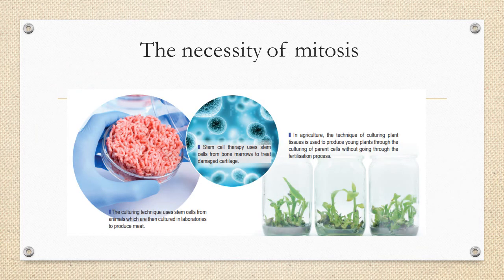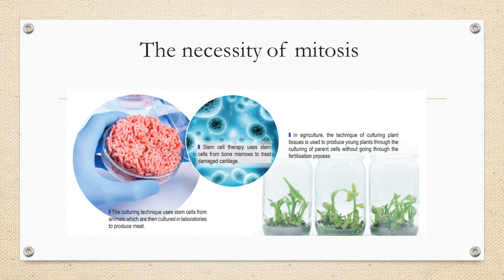So another necessity of mitosis, you look at the first diagram, the culturing technique using stem cells from animals which are then cultured in the laboratory to produce meat. So this is one example of cell division. We take the cell, and the cell will be multiplied by mitosis to form new meat. Okay. Second diagram, stem cell therapy uses stem cells from bone marrow to treat damaged cartilage. So this is also a necessity of mitosis.